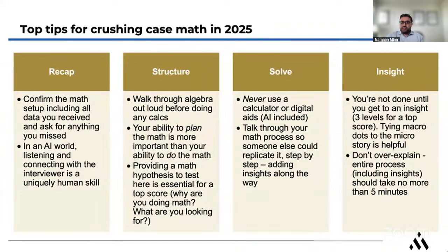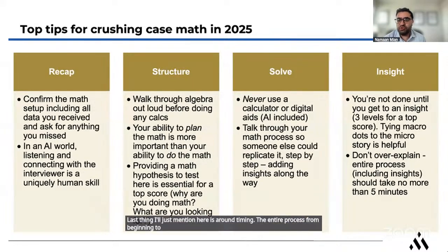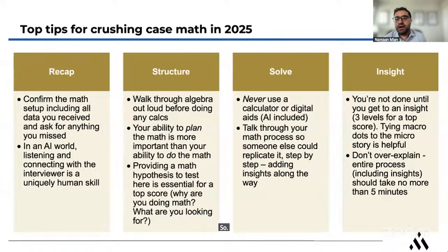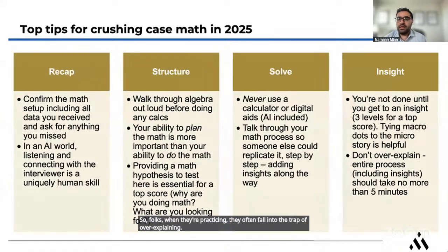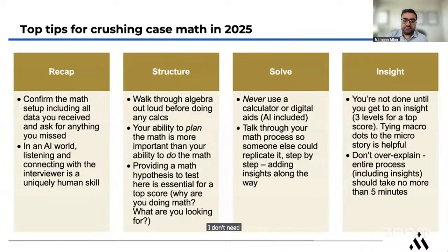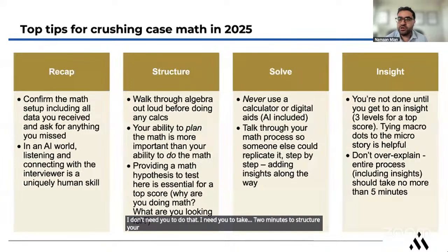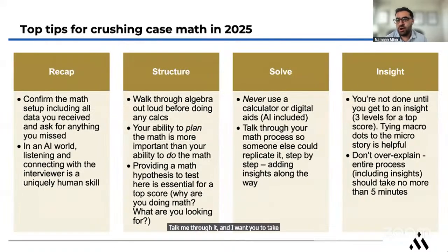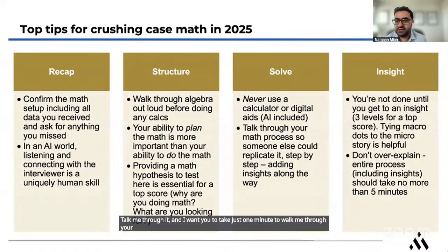Last thing I'll just mention here is around timing. The entire process from beginning to end, these four steps should take you around 5 minutes. Folks, when they're practicing, often fall into the trap of over-explaining. I don't need you to do that. I need you to take 2 minutes to structure your approach. Just tell me how you're going to do the math. I want you to take 2 minutes to actually do the math, talk me through it, and I want you to take just 1 minute to walk me through your three levels of insight.